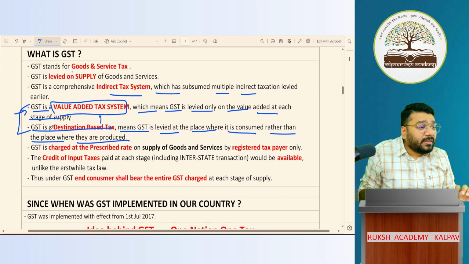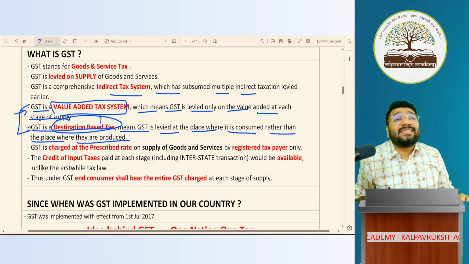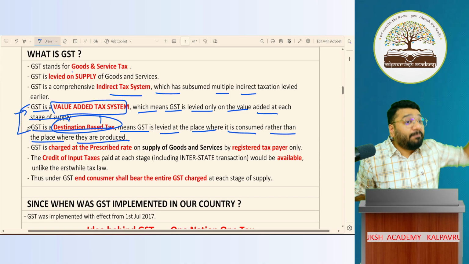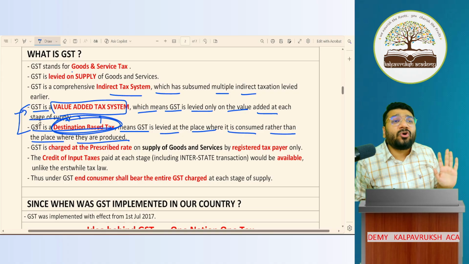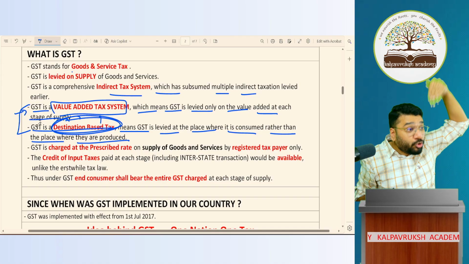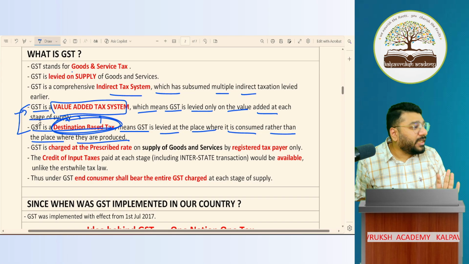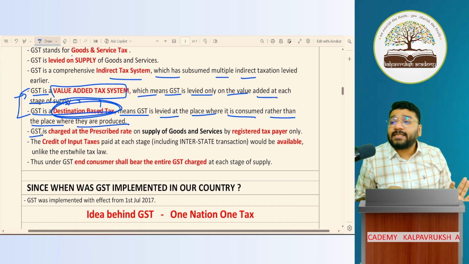But this point you will understand even better in depth only in CA Intermediate when you do the GST subject. In that you will come across a chapter called place of supply. In place of supply only, the actual meaning of destination based tax you will understand. In foundation level, so much depth is not required. So I will give you that much knowledge which is required for your foundation level. Got it, not got it? Okay. Now comes the next important point.